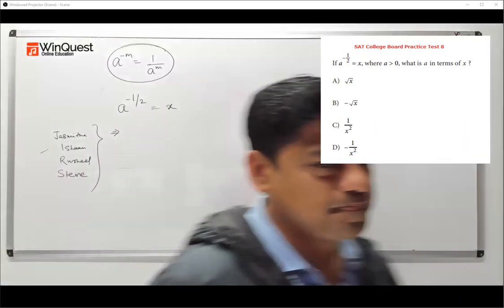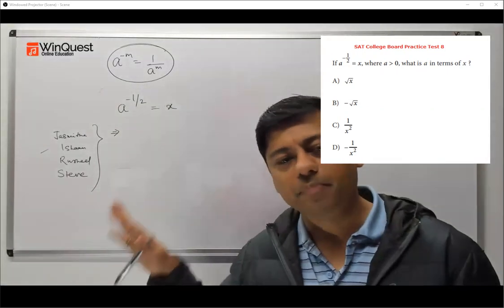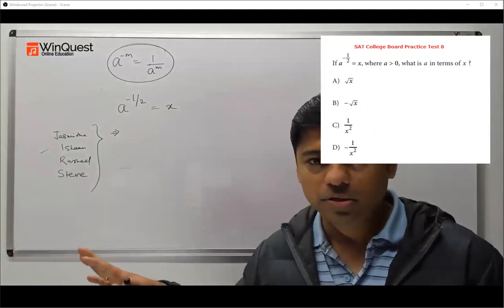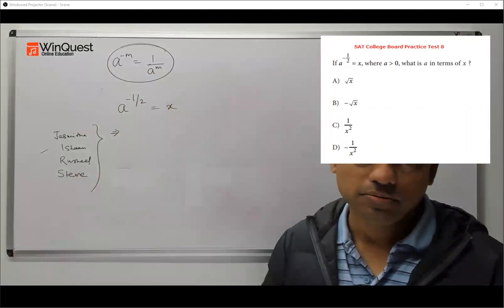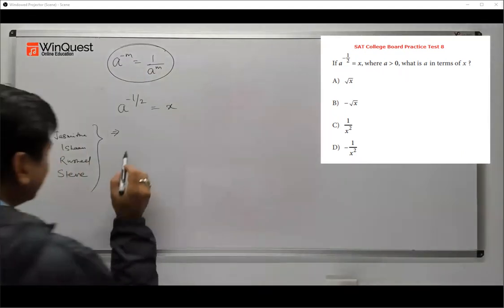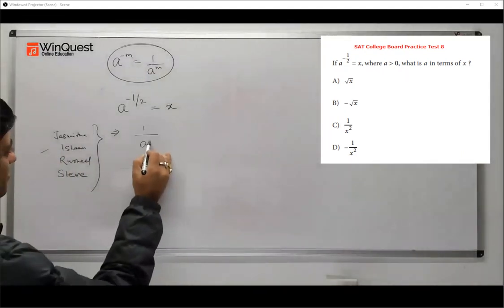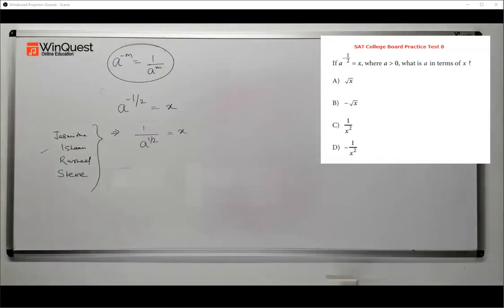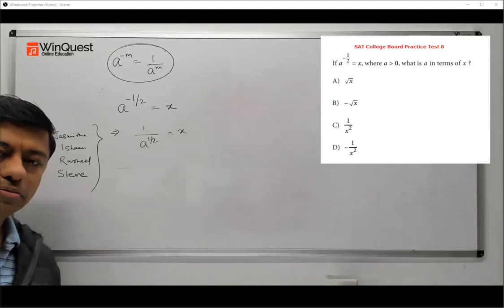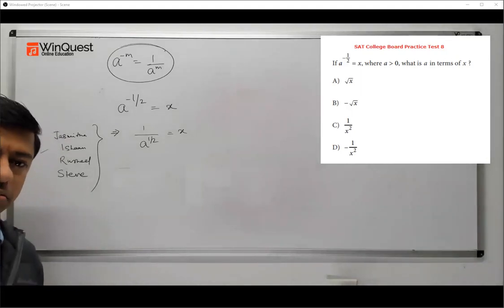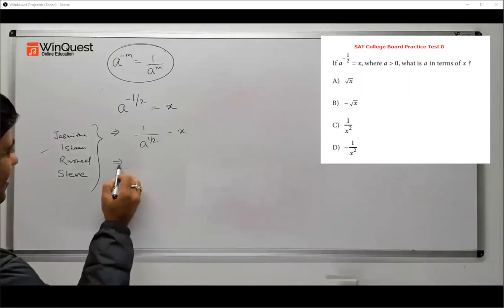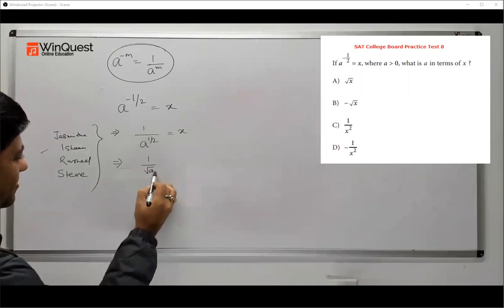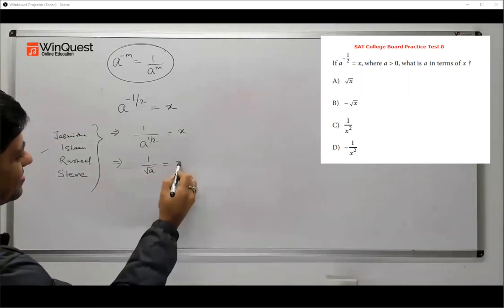Guys, here is the thing. Break it in simpler pieces. Before you become an expert, try to break it first. Apply this formula. This will become 1 by a to the power half equals x. Is it okay? Are we clear? Yes. Now next, a to the power half means 1 by root over a equals x, right?